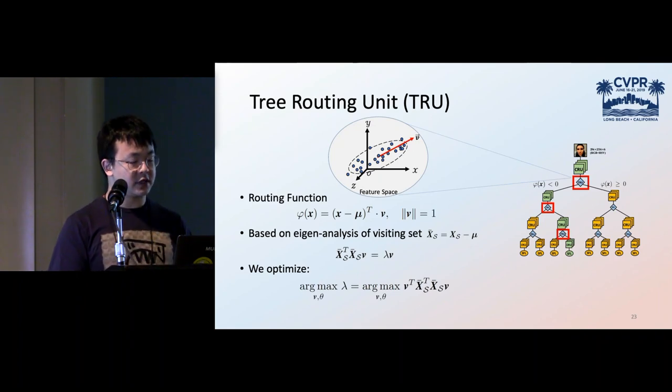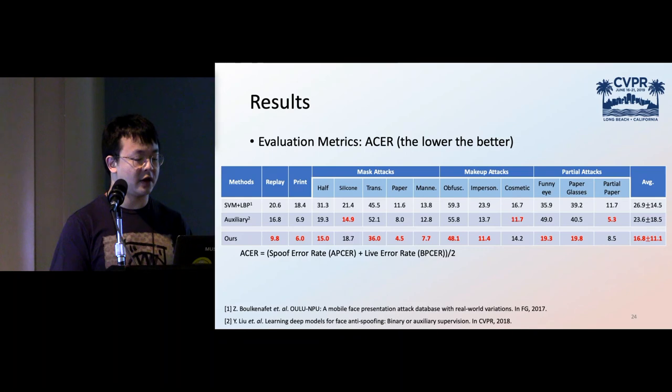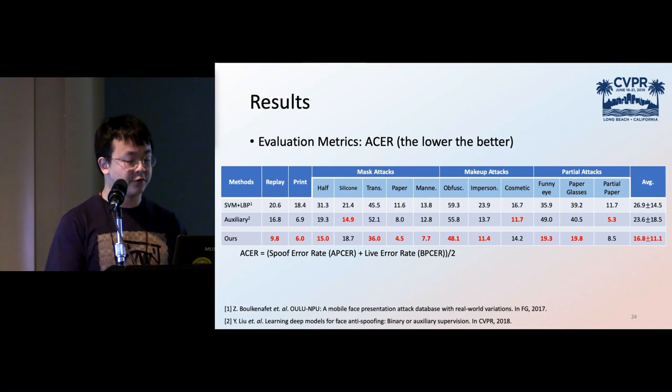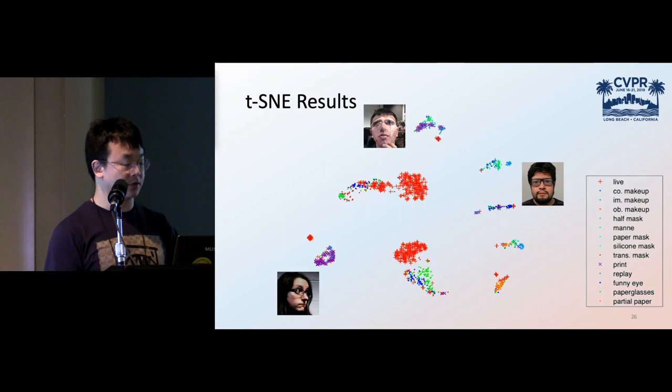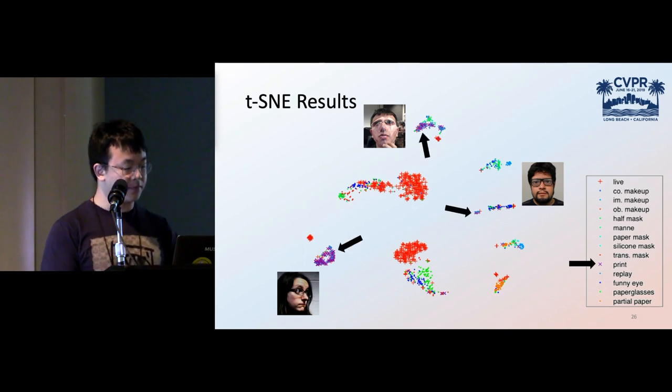In the experiment section, we evaluate our proposed method on the level of testing protocols and compare with the state of the art. Our deep tree network has a significant improvement on both average classification error rate and equal error rate. To visualize the embedding, we use the protocol where the print attack is unknown. As we can see from the testing result, the printer attack can be represented by the attributes from replay attack, paper mask, and funny eyeglasses.